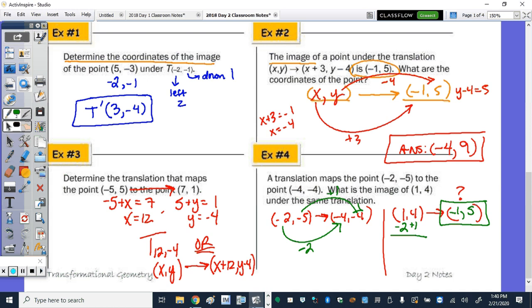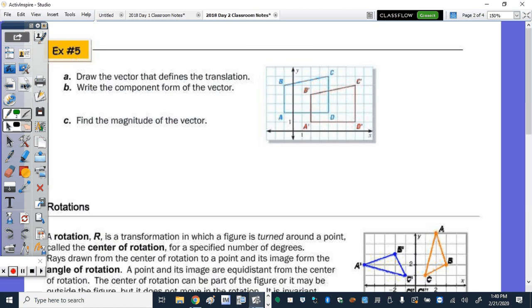And the last one before we take a look at a rotation, this one says draw the vector that defines the translation. So let's do it from C to C prime. So let's draw the arrow. Write the component form of the vector. So again, we're going to use those brackets. What's our horizontal movement? We go right 1, 2, 3, down 1. So right 3 and down 1, be positive 3, and then -1. Find the magnitude. So we just look at the triangle, and its 2 legs are 3 and 1. So again, I'm going to set it up as c squared equals a squared plus b squared. And 9 plus 1 is the square root of 10.